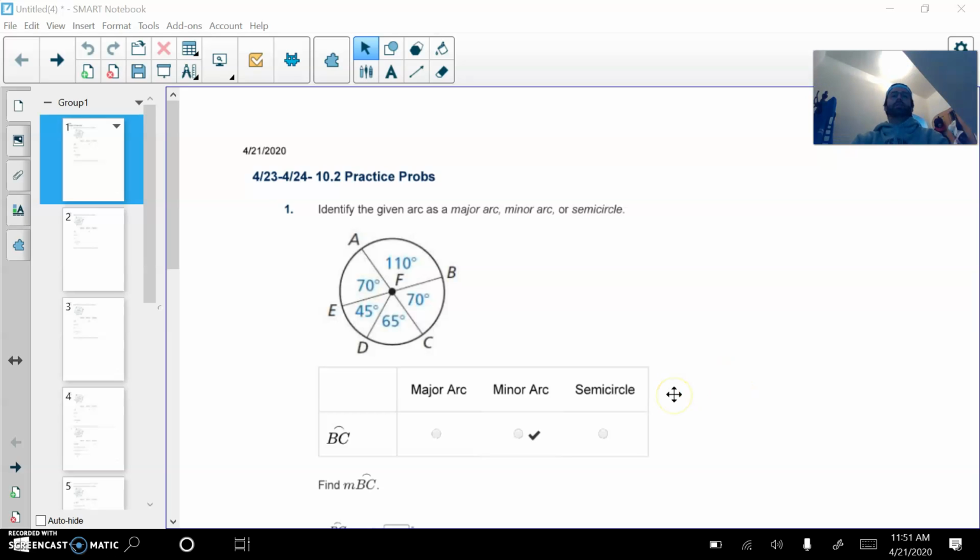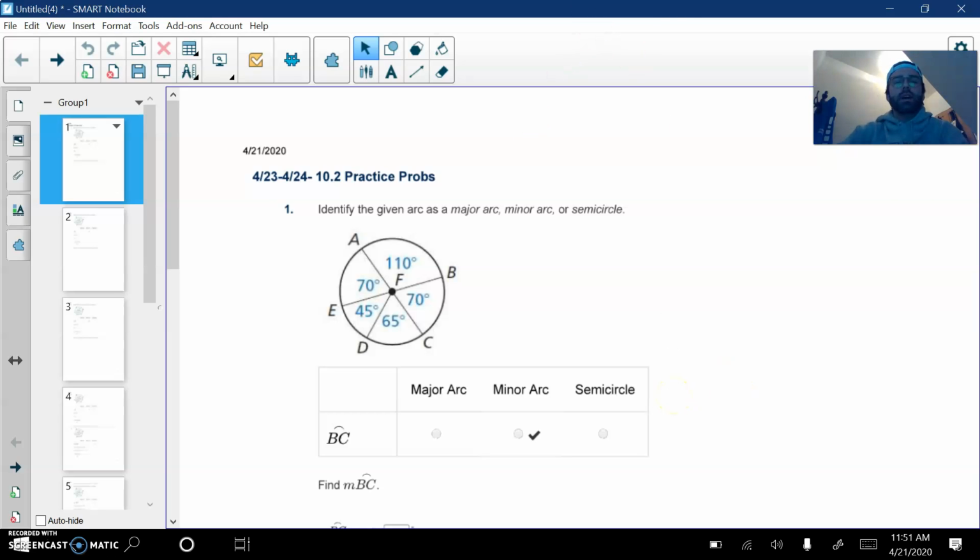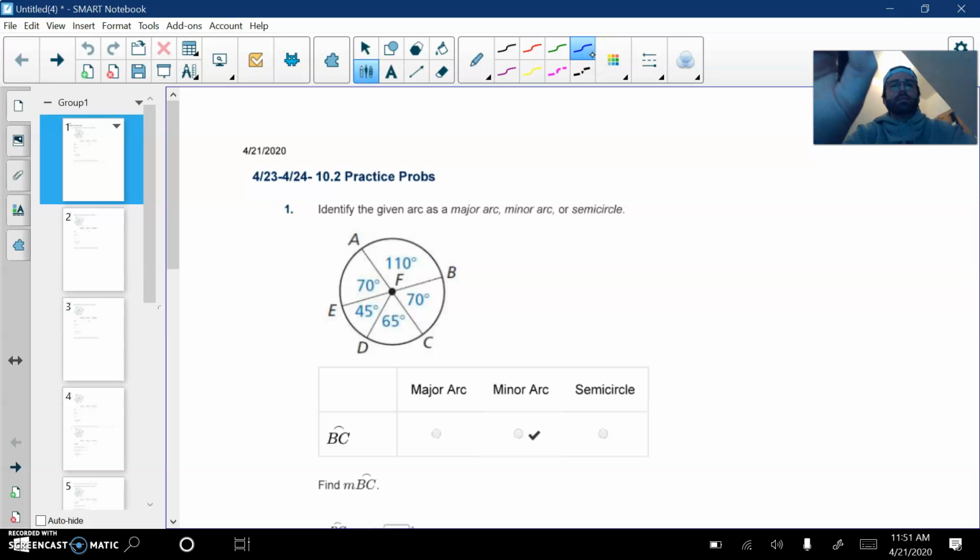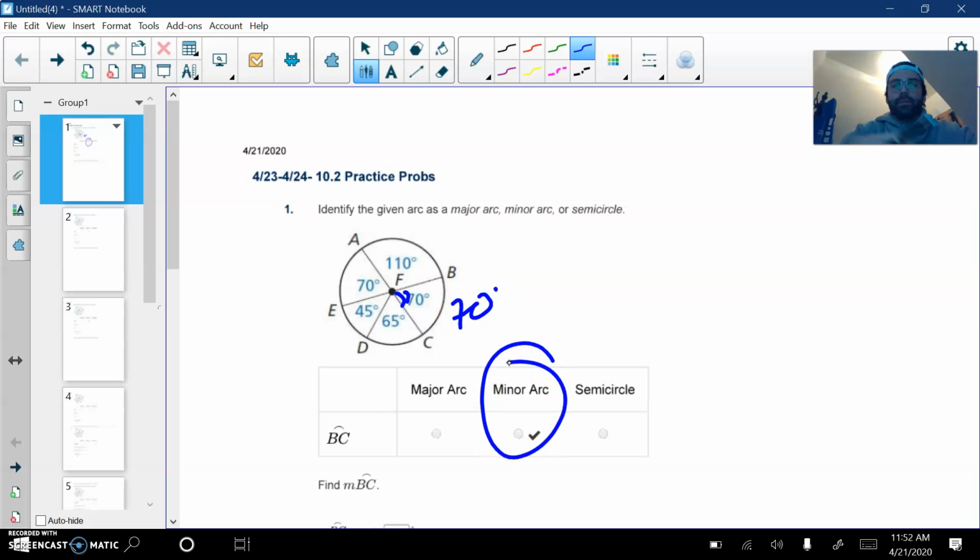All right, so here we go with our explanation of the practice problems today. First one, it says identify them as a major, minor, or semicircle. Our first arc is BC. Since our central angle is 70 here, then this arc has to be 70. Since it's less than 180, it has to be a minor arc.